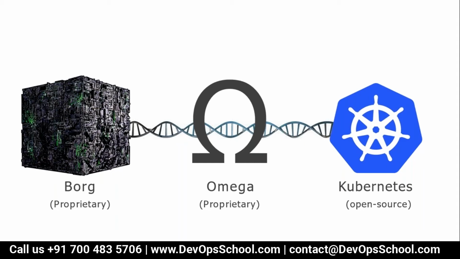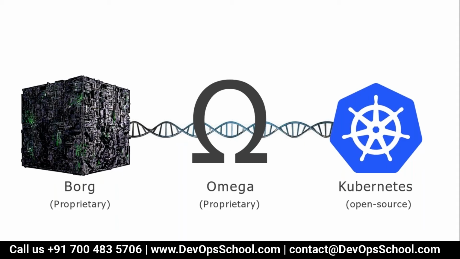But here I'm not saying that Kubernetes, which is open source, is basically a next version of Borg or Omega. No, I'm not saying that. All I'm saying is that the DNA is matching. That means Kubernetes has certain similar capability to what Borg and Omega has. And on top of that, Kubernetes has come from Google. So we believe the DNA is matching, not the functionalities.